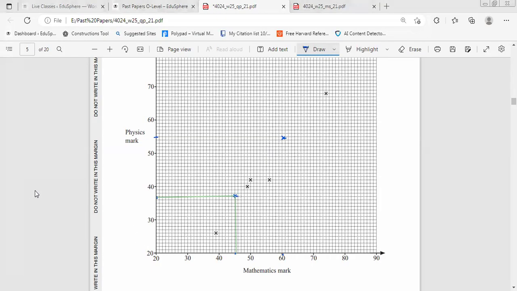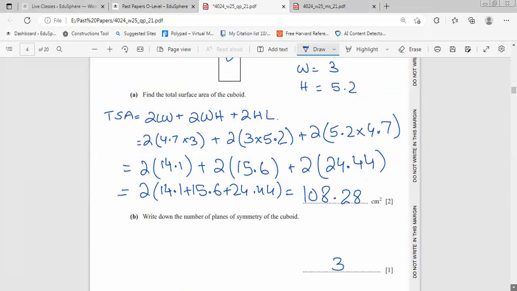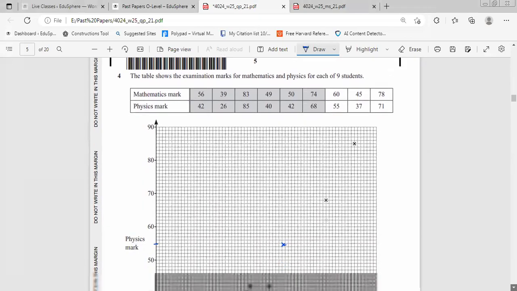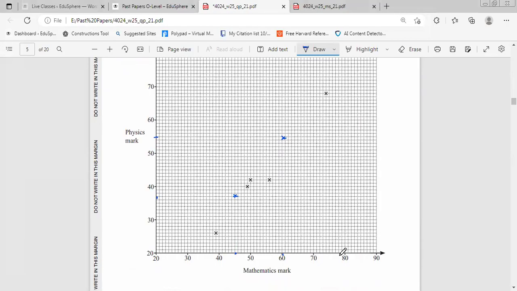And then the third point is here, 78 for mathematics and 71 for physics. So 78 means two blocks before this one, 78 for mathematics and 71 for physics. So I think it's here. Let me see. Yes, it's here. So I'm going to mark it here. Okay. So these are the points which I have mentioned. The first part is done.